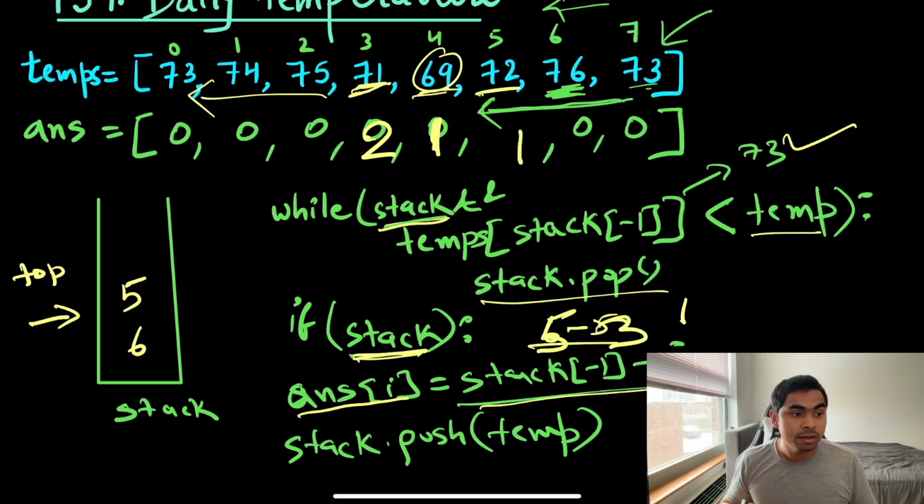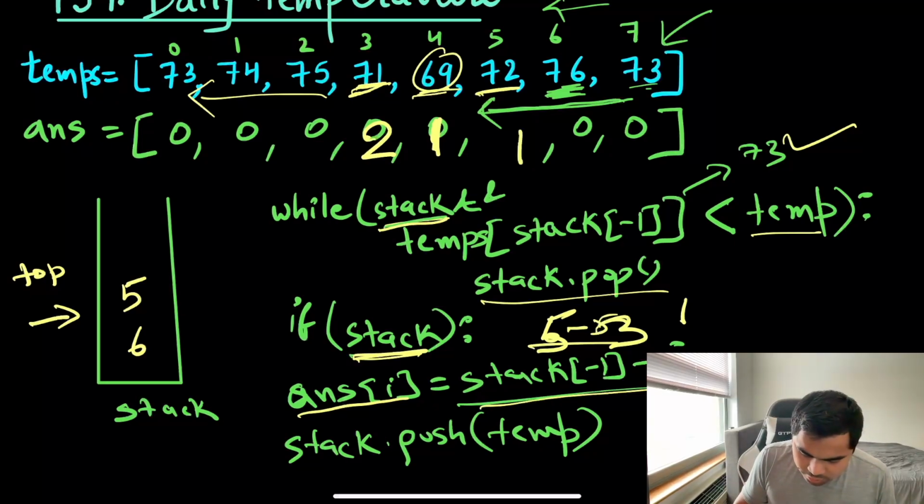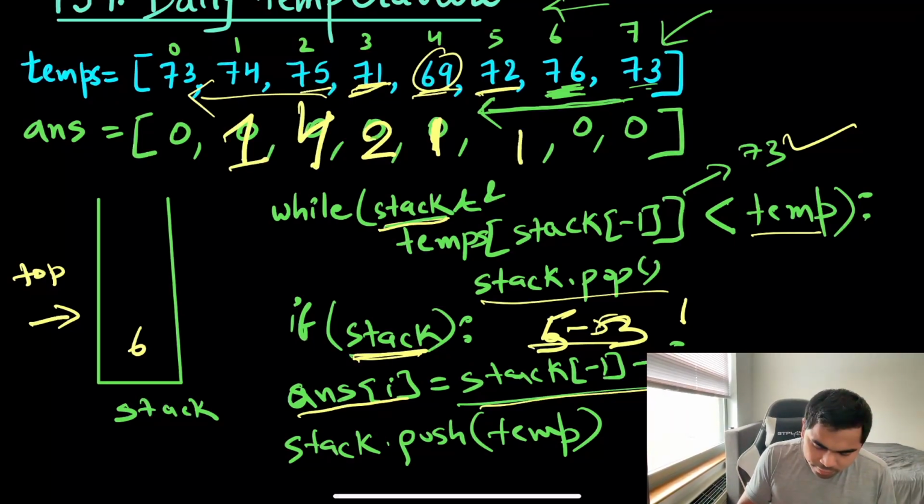It's taking too long, so I'll just leave it here. For this 75, it will keep popping all of these until it reaches 6. So this will be able to pop 5 and reaches 6, temperature is 76, and it's greater than 75, so it will be 6 minus 4 days. So this will become 4. For this it will be 1, and for 73 it will be 1.